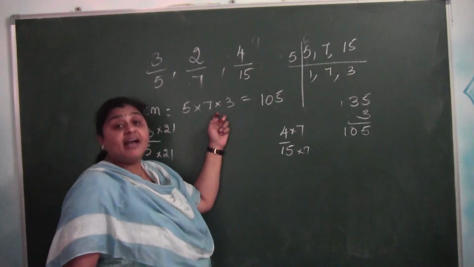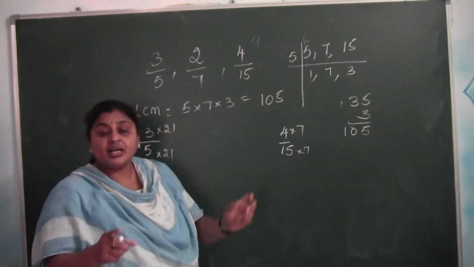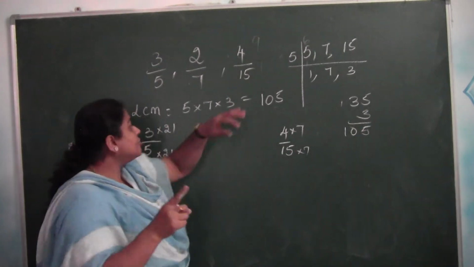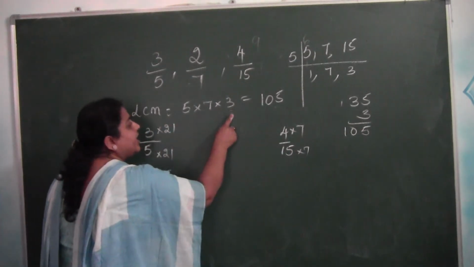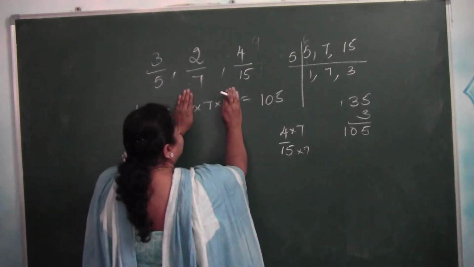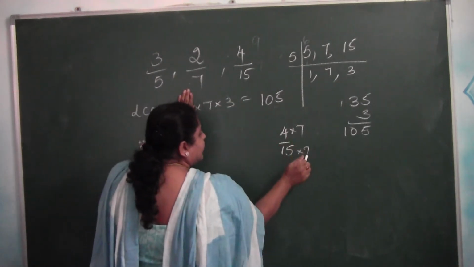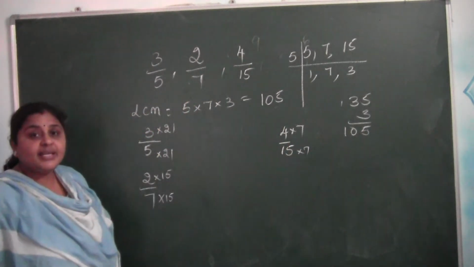But here do I have 15? No. Then check which two numbers, if you multiply, you will get 15. So what are the two numbers? 5 and 3. So what am I doing? I am closing both. What is the number left over? 7. Into 7 into 6. Is it not easy?